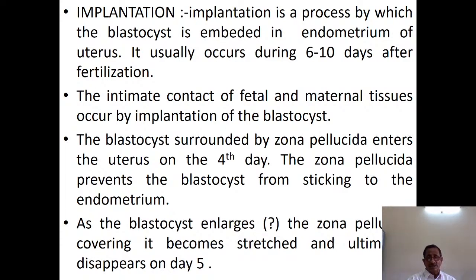As the blastocyst enlarges, how does it enlarge? As it is entering the uterus, the fluid in the uterus is seeping into the blastocyst. We have already told this, so I am only explaining it briefly. As the fluid seeps into the blastocyst, the blastocyst is enlarging, and gradually as it enlarges, what is happening? The zona pellucida, which is a tight covering on the blastocyst, is broken up. Because of this stretch, the zona pellucida is broken up and ultimately disappears by day 5.